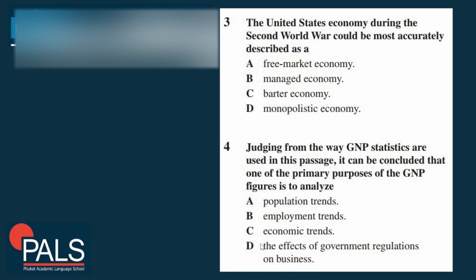Okay, if you've had a chance to pause this and look at it, the correct answer for number 4 would be C. The GNP is used to show economic trends. Although they talk about employment trends, that's not what the GNP is being used to measure. Population trends are irrelevant to this economic conversation. The effects of government regulations on business are discussed, but not in relation to the GNP.